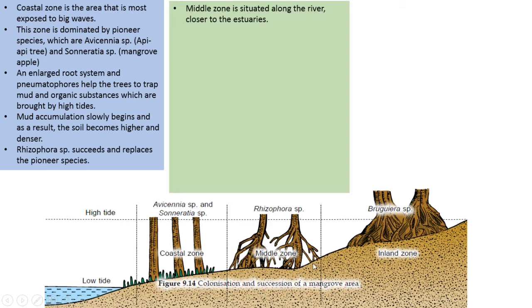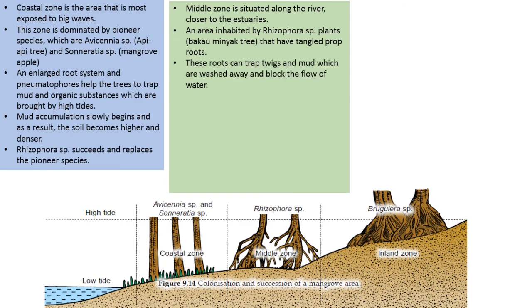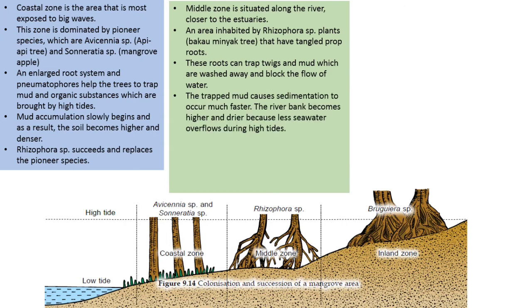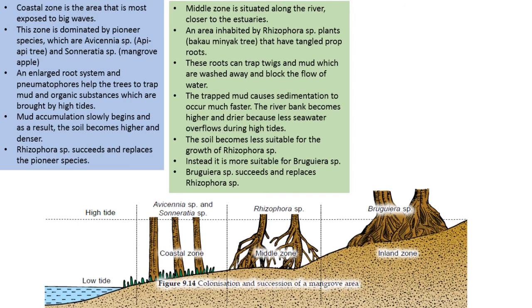Okay, and then the middle zone is situated along the river closer to the estuaries, an area inhabited by rhizophorae, okay, bakau minyak, that have tangled prop roots. These roots can trap twigs and mud which are washed away and block the flow of water. The trapped mud causes sedimentation to occur much faster. The river bank becomes higher and drier because less seawater overflows during the high tide. So the soil becomes less suitable for the growth of rhizophorae. Instead, it is more suitable for Bruguiera. Bruguiera succeed and replace the rhizophorae.